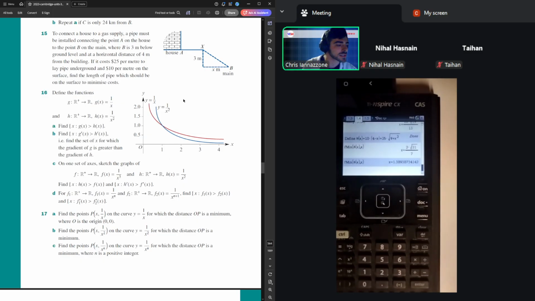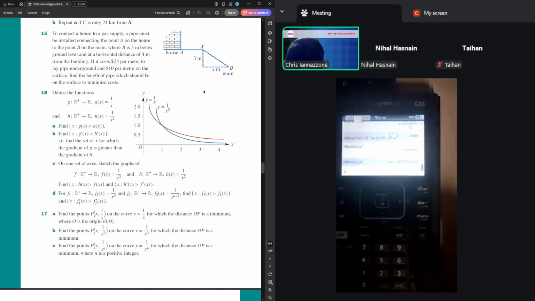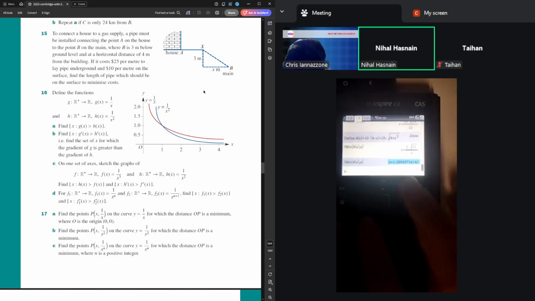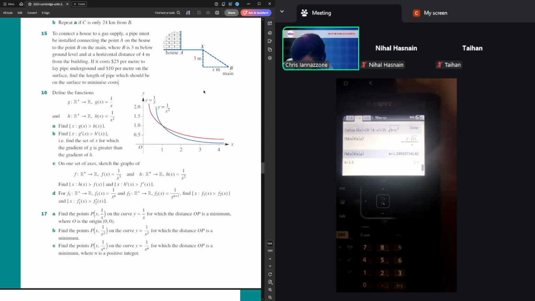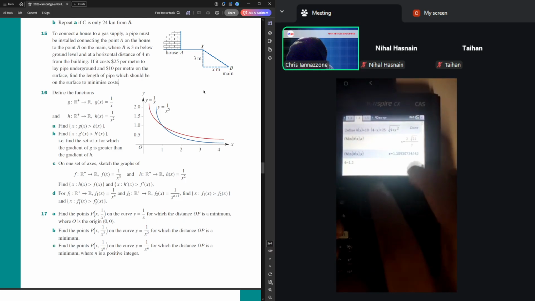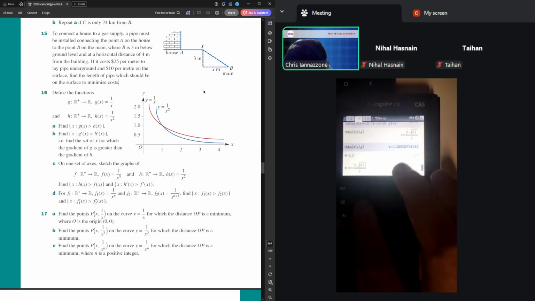This isn't quite the answer just yet. It's asked us to find the length of pipe which should be on the surface to minimize costs. Or we just do 4 minus that x value. That's it. 4 minus this. I'm just going to do 1.3. So roughly 2.7, or I guess even better, technically what you should be doing is the exact value here.